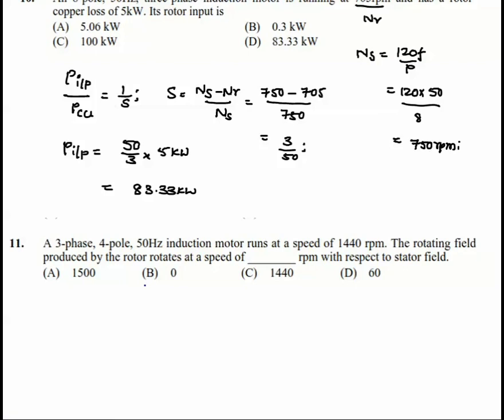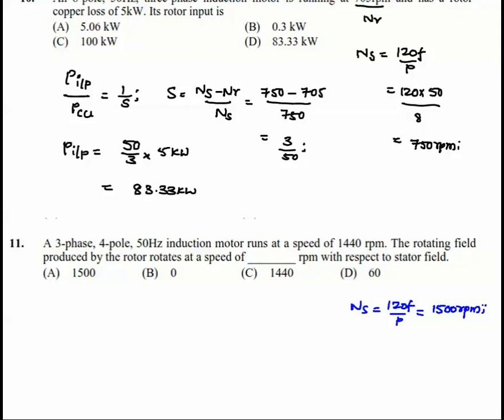And the next question is, a 3-phase 4-pole 50 Hz induction motor runs at a speed of 1440 rpm. The rotating field produced by the rotor rotates at a speed of dash rpm with respect to the stator field. Okay, so what is the synchronous speed here? That is Ns equal to 120 f by P, you will get approximately 1500 rpm.